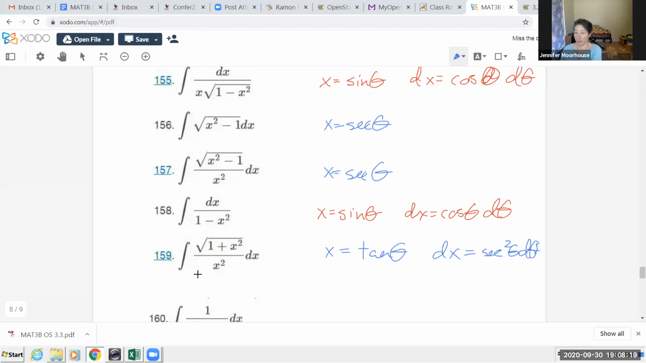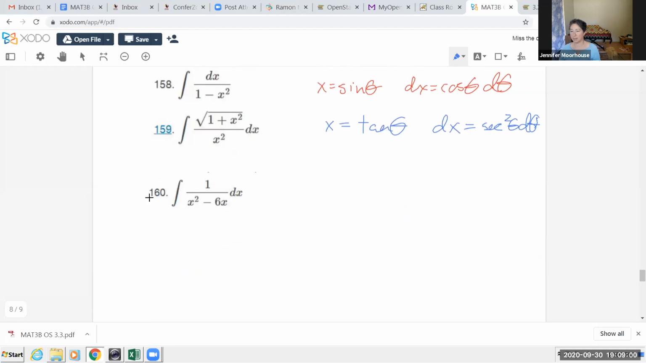All right, so basically you're just looking for, first of all, is it a plus or minus? If it's something plus something squared under the square root, it's a tan theta substitution. If there's a minus sign instead of a plus sign, you're either going to use sine or secant, and that just depends on whether the x is in front or the constant is in front. So if it's the constant minus x squared, you use sine, and if it's x squared minus a constant, you use the secant. And this last one is tricky.